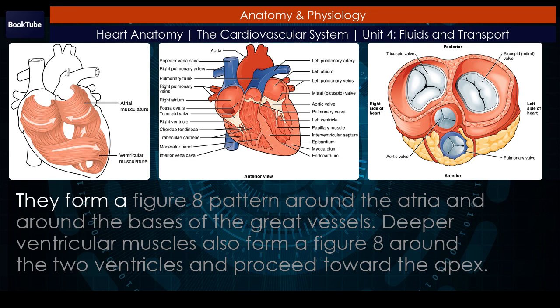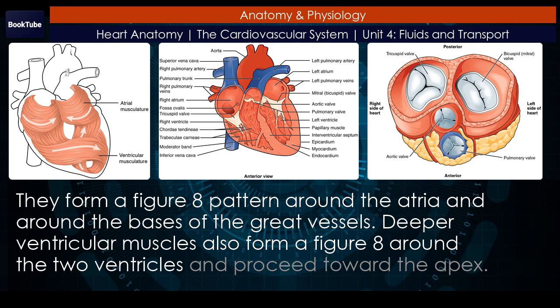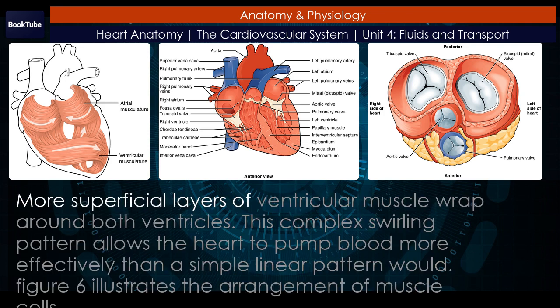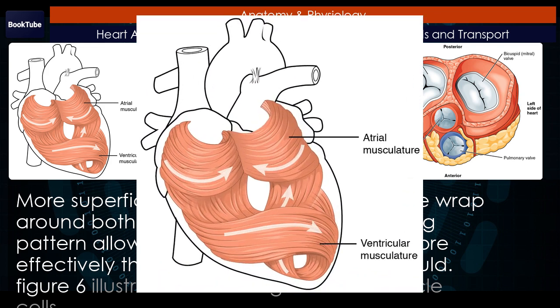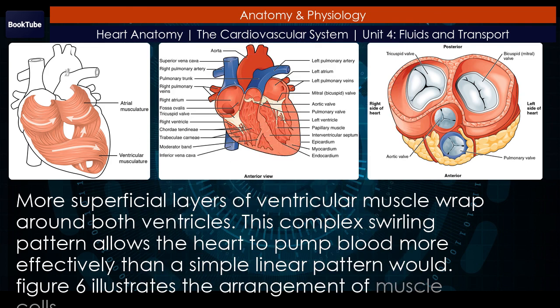They form a figure 8 pattern around the atria and around the bases of the great vessels. Deeper ventricular muscles also form a figure 8 around the 2 ventricles and proceed toward the apex. More superficial layers of ventricular muscle wrap around both ventricles. This complex swirling pattern allows the heart to pump blood more effectively than a simple linear pattern would. Figure 6 illustrates the arrangement of muscle cells.